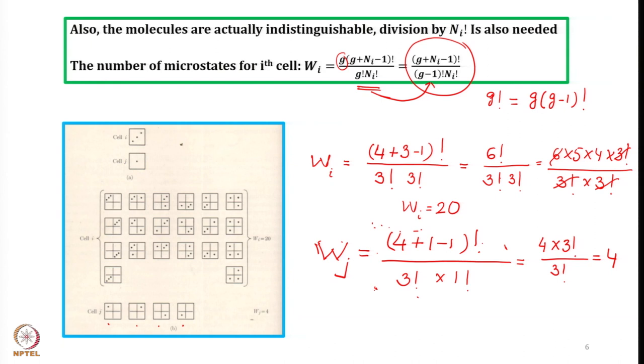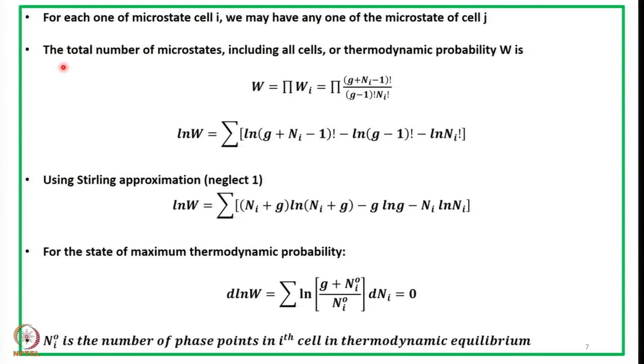So now we have an expression which can be used to determine the number of microstates for any ith or jth cell. Now you will see the next treatment is similar to that we discussed in Maxwell-Boltzmann statistics. For each one of the microstates of cell i, we may have any one of the microstates of cell j. There are no restrictions. Why? So how do we calculate the total number of microstates, including all cells, cell i, cell j? Then the thermodynamic probability is the multiplication of all these.